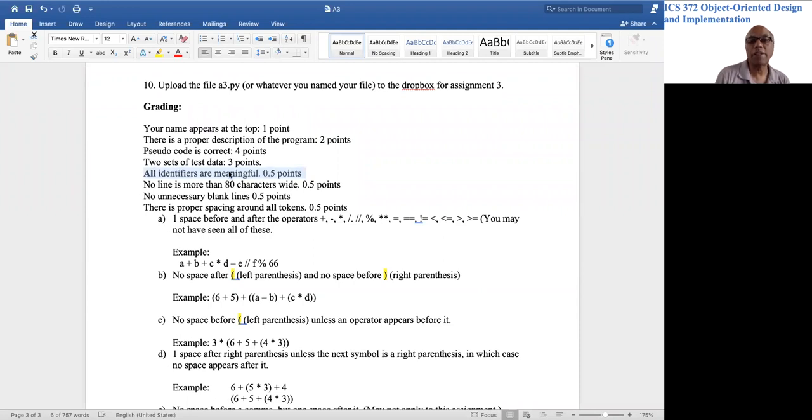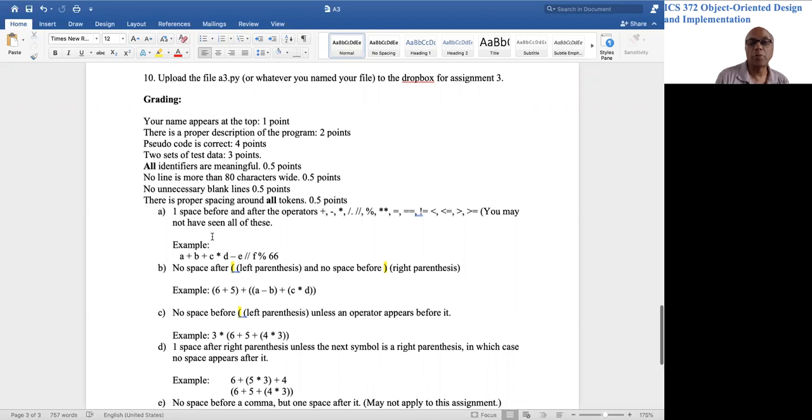Even if one identifier is not meaningful, not complete, not in full words, etc., you will lose 0.5 points. Even if one line, it doesn't matter what line it is, is more than 80 characters wide, you will lose another half a point. And if you put unnecessary blank lines, you will lose half a point.